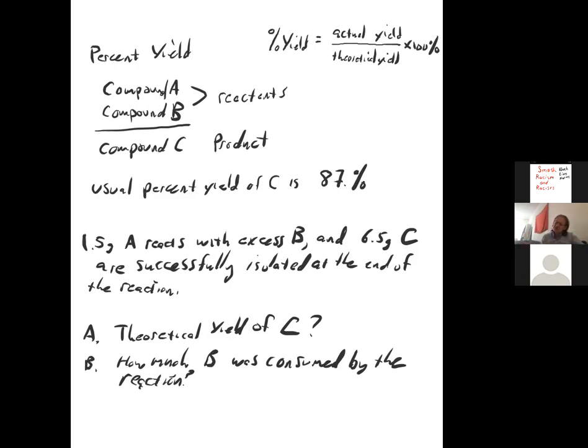How many sandwiches could you make? That would be your theoretical yield. In theory, we could make this many sandwiches from 20 slices of bread. It'd be 10, right? You could make 10 sandwiches from 20 slices of bread. That's called the theoretical yield.